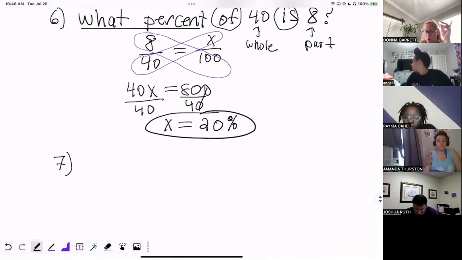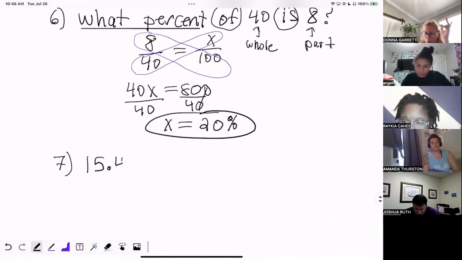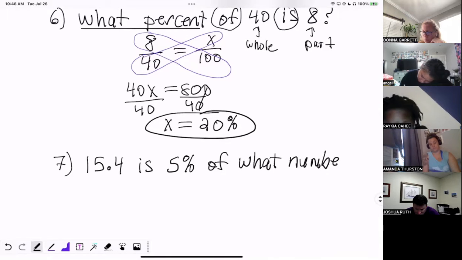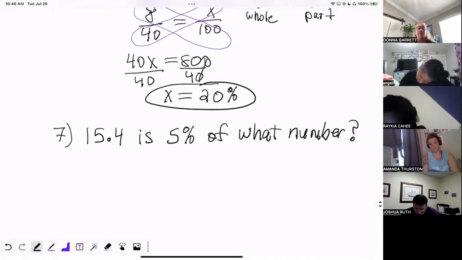Okay, so try that. We're going to try this one. The decimal 15.4 is 5% of what number? Try setting it up first, then I'll show you what it is. See if we have it right, and then you can solve it.